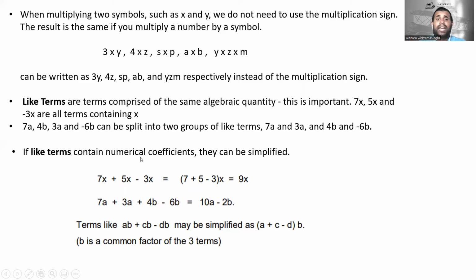If like terms contain numerical coefficients, they can be simplified. For example, 7x plus 5x minus 3x.